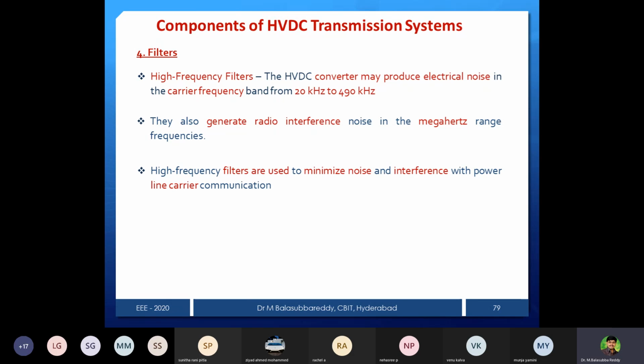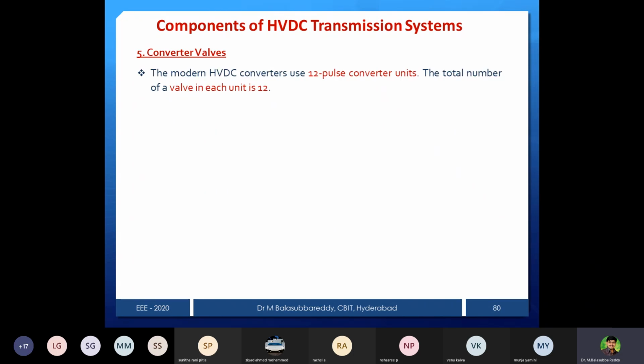It minimizes the noise and the interference with line carrier communication systems. All these things can be avoided. Such filters are placed between the converter transformer and the station AC bus, and where we have to connect them is given. Another topic is the converter valves that we mentioned previously.